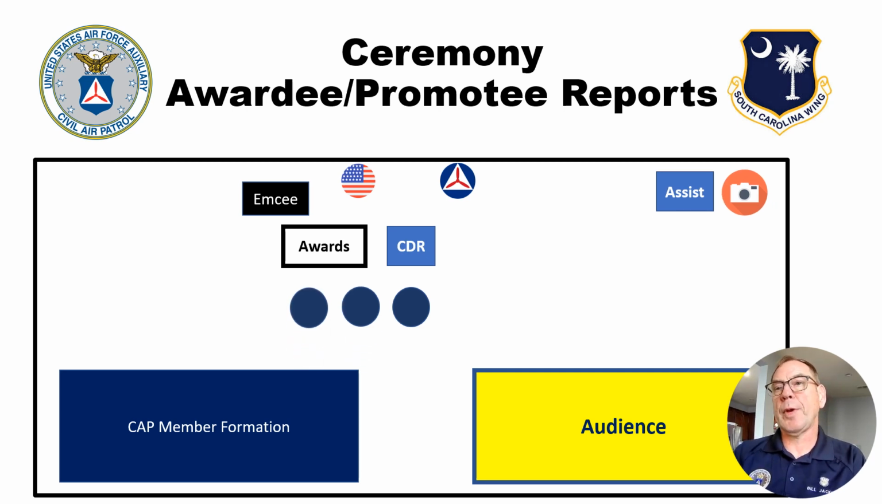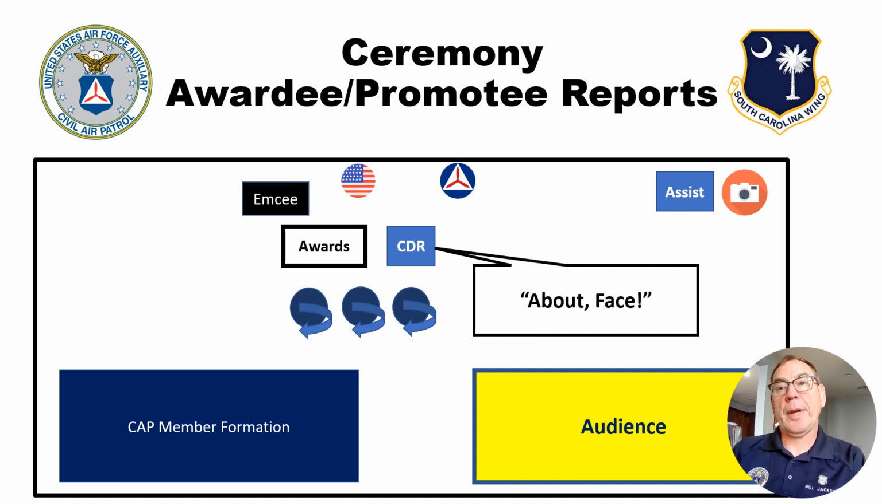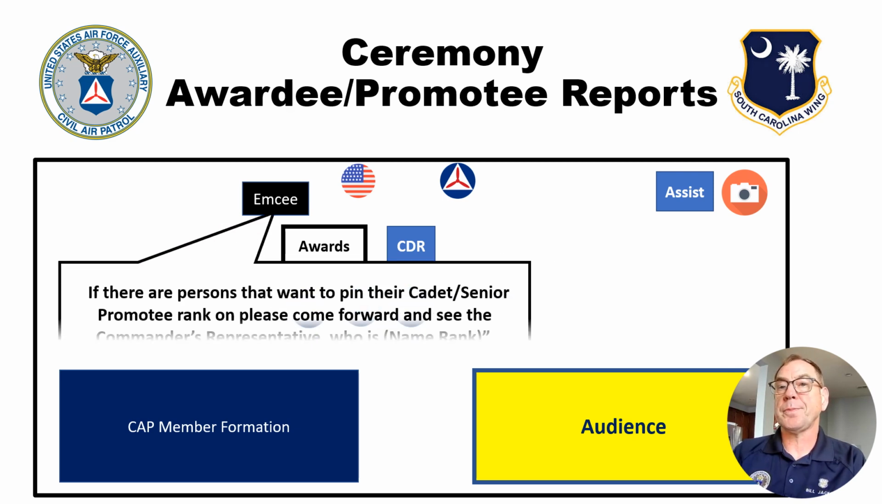In this case, we have 3 people. So basically, the MC would say something like, at this time, would Cadet Alpha, Cadet Bravo, and Cadet Charlie report to the commander. The commander gives an about face so that the awardees or promotees are facing the audience.